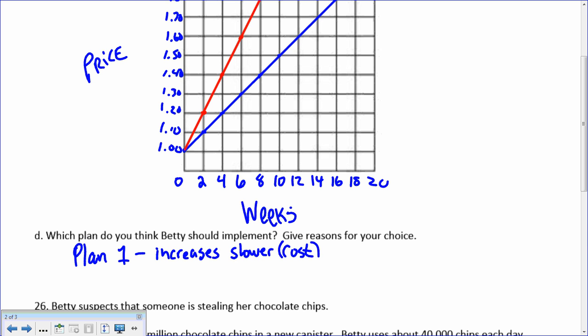I'll put cost in parentheses. All right. And then Logan said by increasing the cost slower, you may have happy customers. I mean, obviously that's to be determined, but we'll say happy customers. Okay.